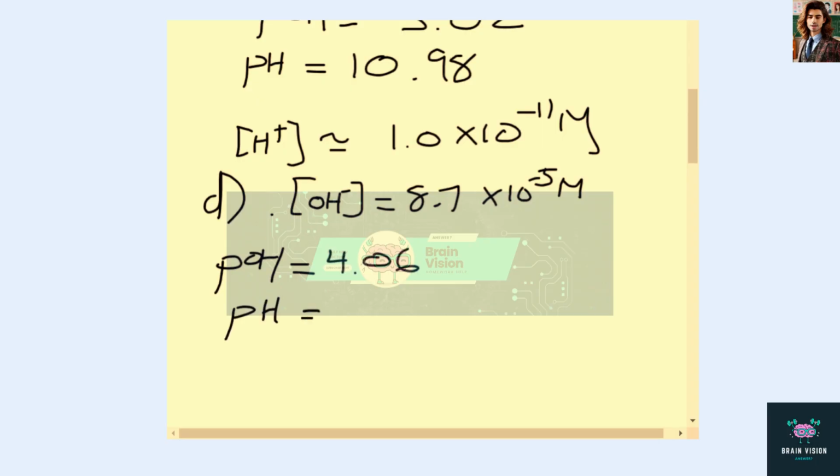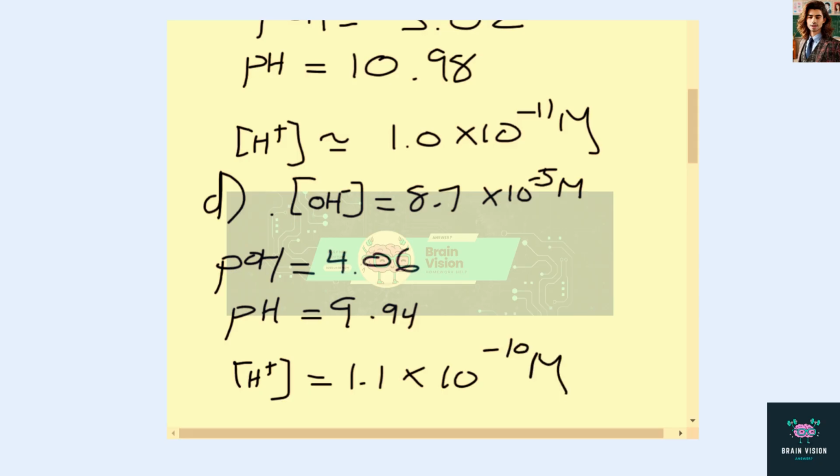pH would be equivalent to 9.94. And our concentration of H plus is 10 to the negative pH, which is equivalent to 1.1 times 10 to the negative 10 molar. And this gives our final answers.